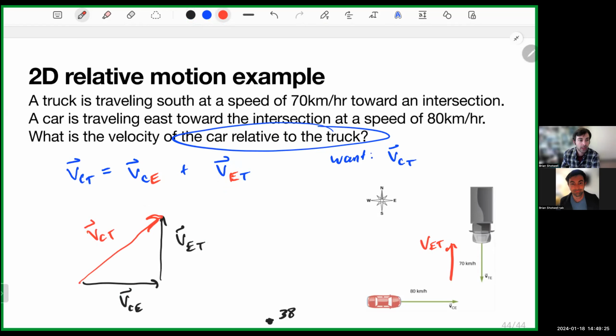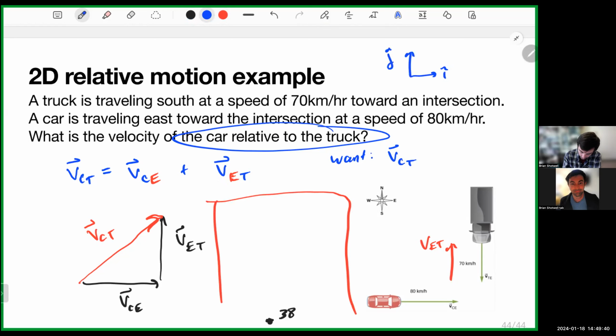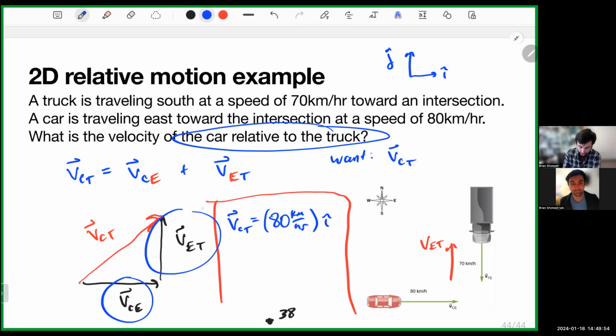Okay. And so there's a velocity vector here, so we need to give magnitude and direction here. So let me carve out some room. Let's just go ahead and write this in terms of components, so i hat and j hat. So the velocity of the car relative to the truck looks like VCE is 80 kilometers per hour in the i hat direction. And then this one is going to have a positive y component. So plus the velocity of the Earth relative to the truck is plus 70 kilometers per hour in the j hat direction. So this is our answer right here.